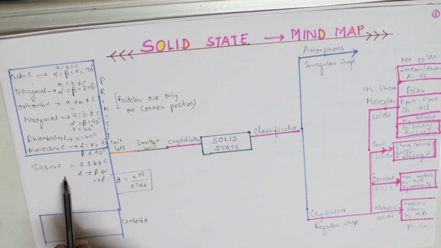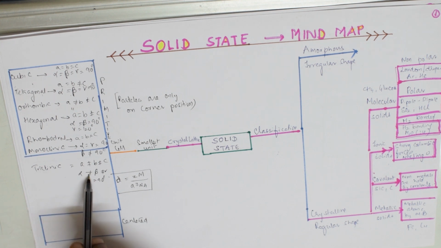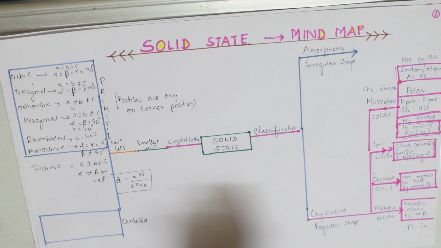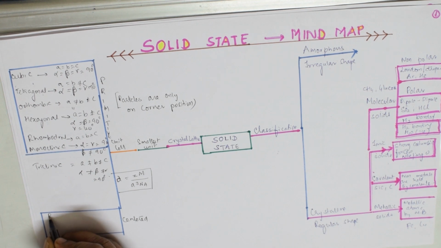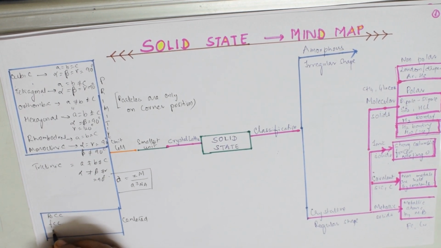For triclinic, you can take an example of potassium dichromate as well as boric acid. Done? Yes. Now when it comes to centered, here it's again of 3 types. One is BCC, one is FCC, one is ECC.